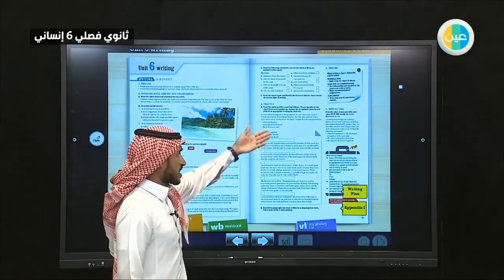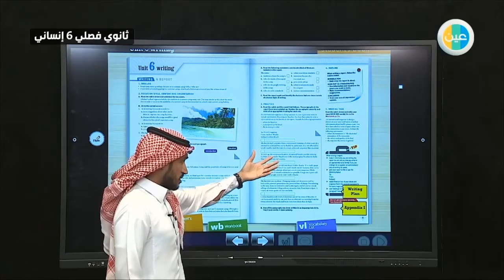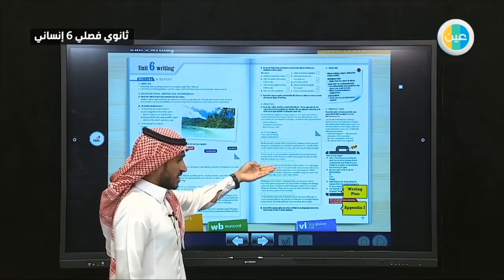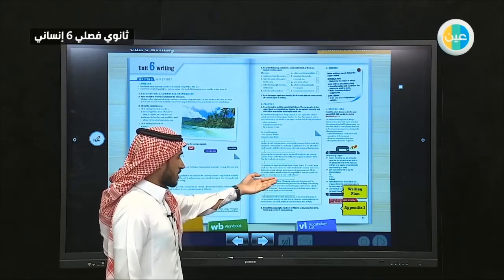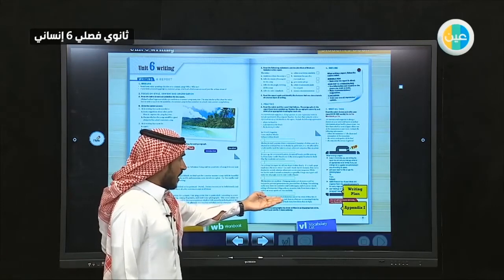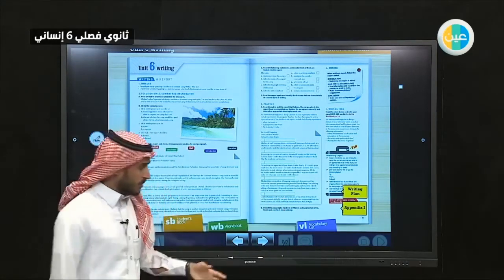Okay, so we have identified the parts of the report. We said that we started with the introduction, then we mentioned the location of this beach, we talked about the facilities, and we talked about the details. Then we ended our report by mentioning the conclusion.